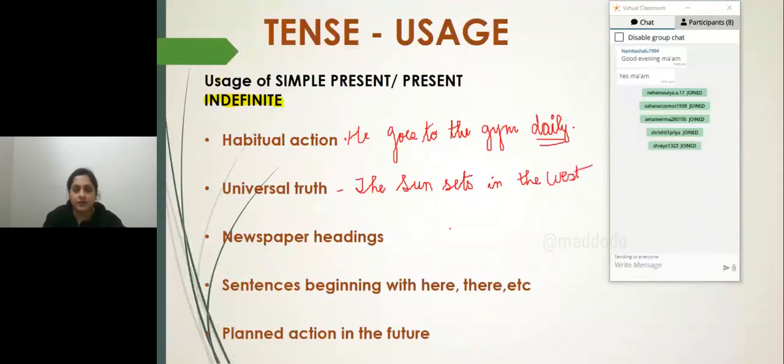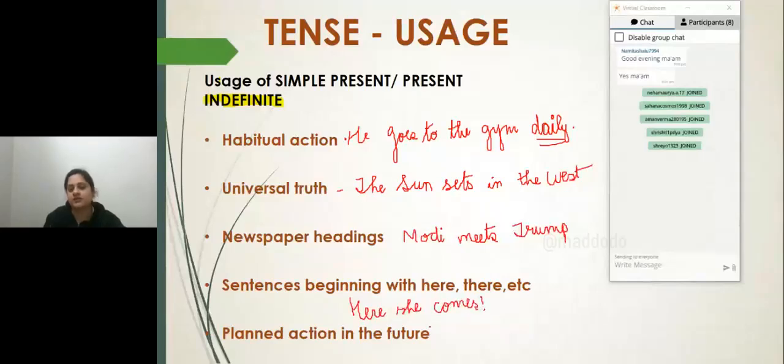Okay. Newspaper headings, have you noticed? Even today, if you just pick up a newspaper article and see "Modi meets Trump". Why? Because that's a standard English rule we follow. They always have to be in simple present. Here, there. Now, if I say "Here she comes", I'm starting my sentence with "here", so it has to be in simple present. "There she goes. There he goes", right?